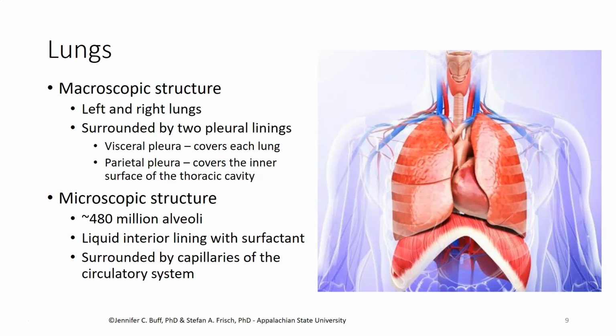Inside of the lungs, we have these airways that break down into smaller and smaller pieces until they end in eventually about 480 million alveoli in an adult. The alveoli have a liquid interior lining with something on them called a surfactant that helps them maintain structure and not collapse. And they are surrounded by capillaries of the circulatory system to allow gas exchange with the bloodstream.